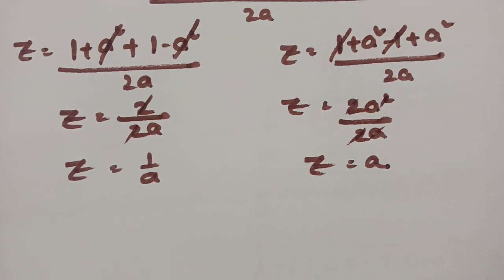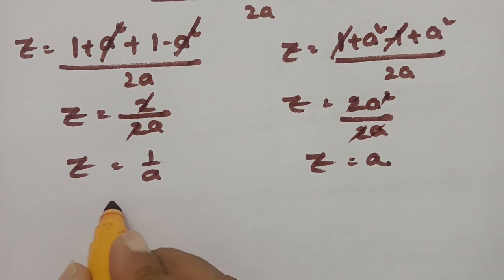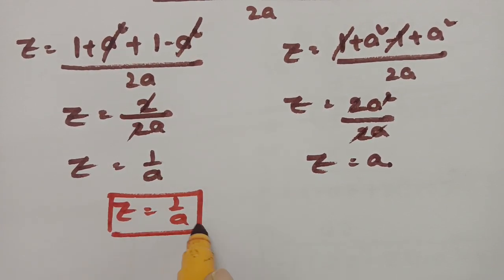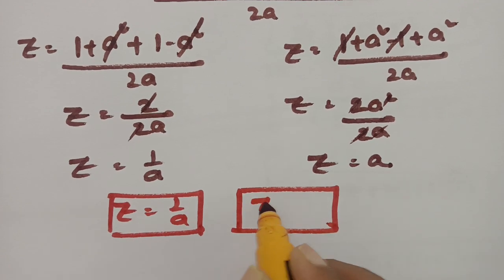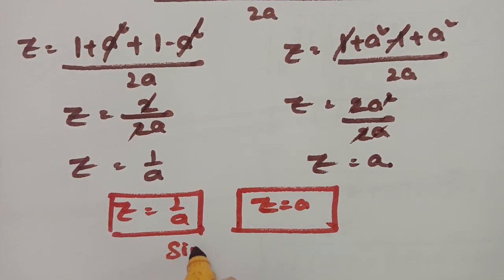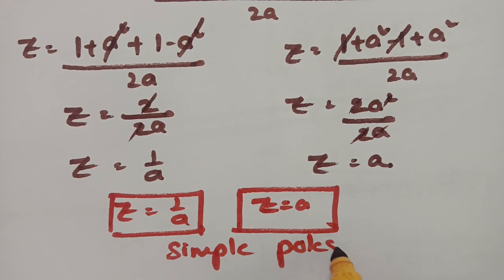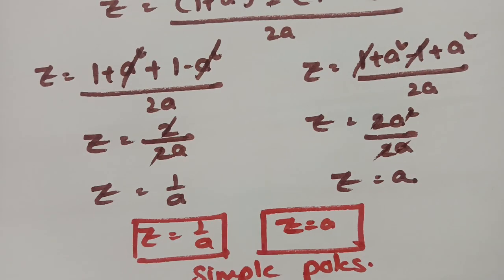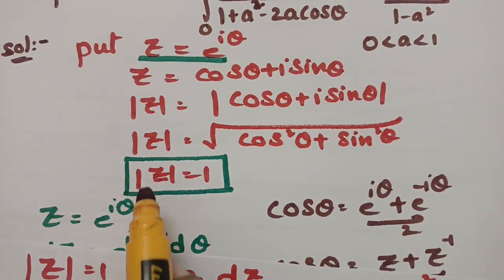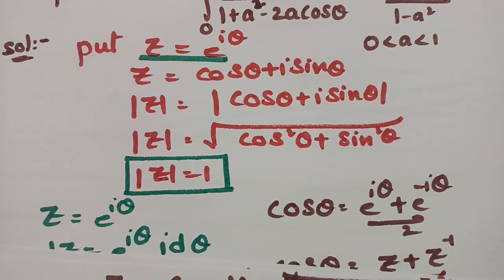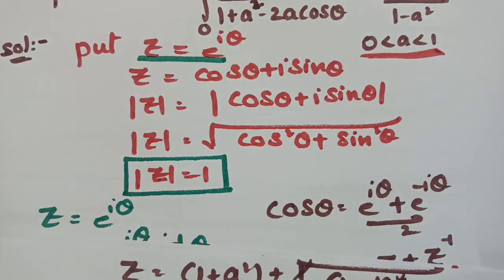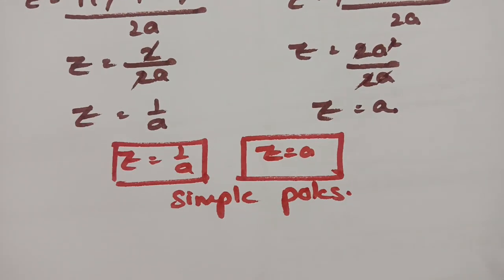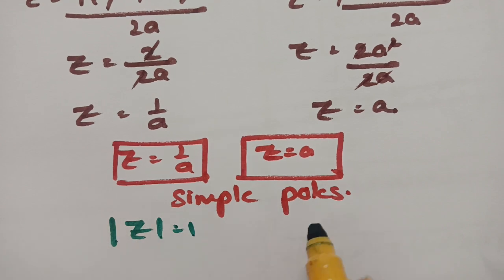So these are the simple poles. So z is equal to 1 by a, and z is equal to a are the two simple poles. See here, we have to check whether these two poles are within, on, or outside the given region. The given region here is nothing but mod z is equal to 1, and it is also given that 0 less than a less than 1.